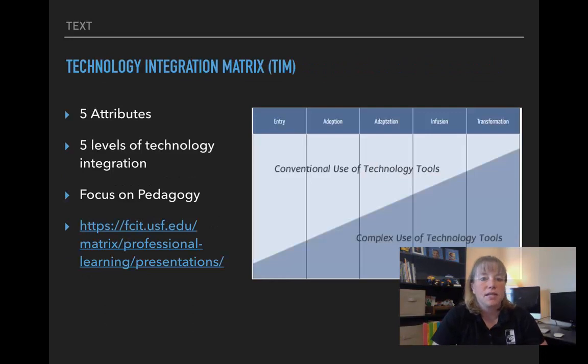The next one is the technology integration matrix, also called TIM. So it has 5 attributes that it looks at, and then 5 levels of tech integration. And this primarily focuses on pedagogy. So it doesn't really focus on the content. It's focusing on the teaching process or the theory behind the teaching. And you can kind of see here, talking about 5 levels of tech integration in this image that you see.